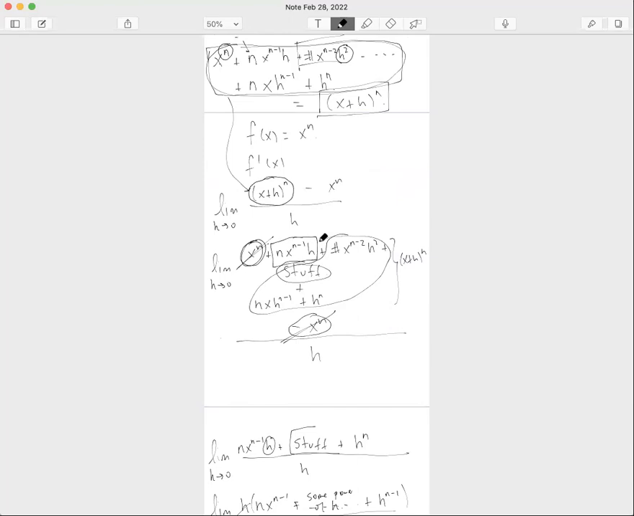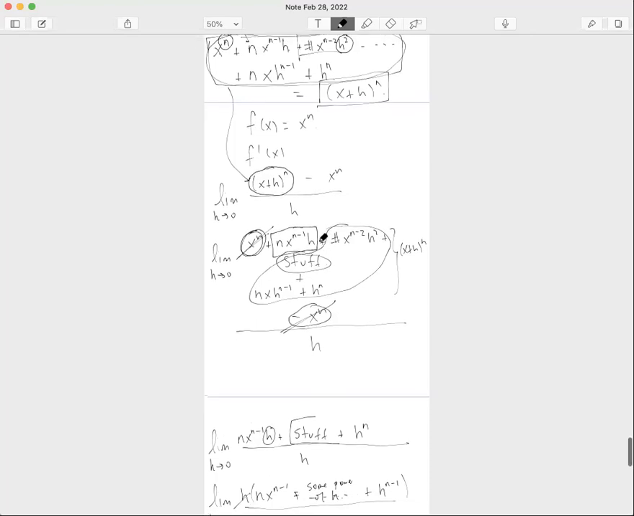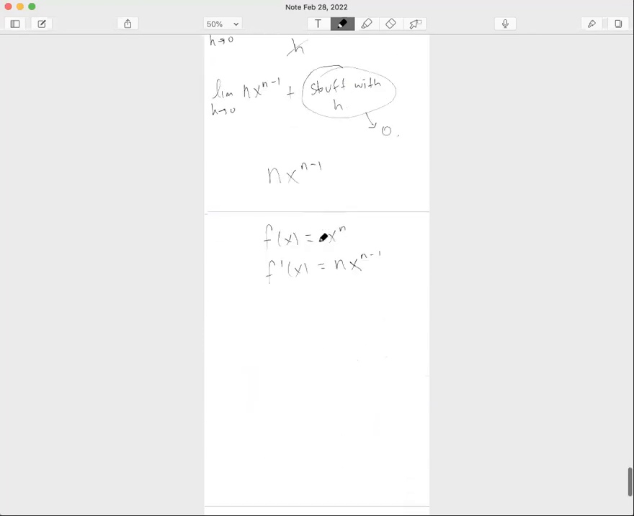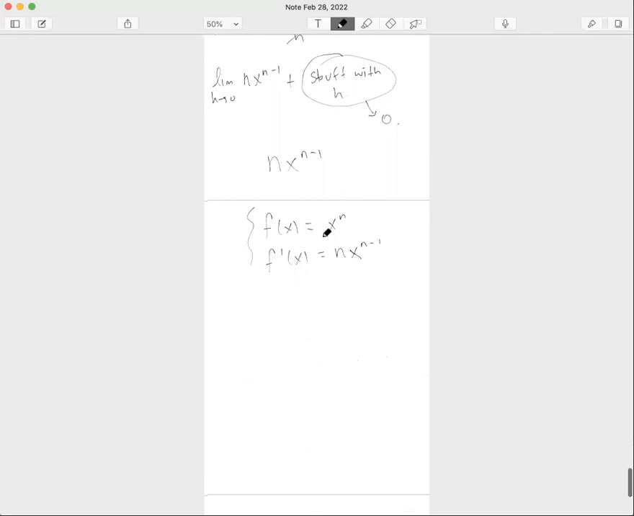Sorry, so is the derivative just bringing down the power and then subtracting 1 from it? For power functions, that is the fact. That's what we just proved, right? When the function is x to the n, the derivative is n x to the n minus 1. And this is called the power rule. That's what we just showed.